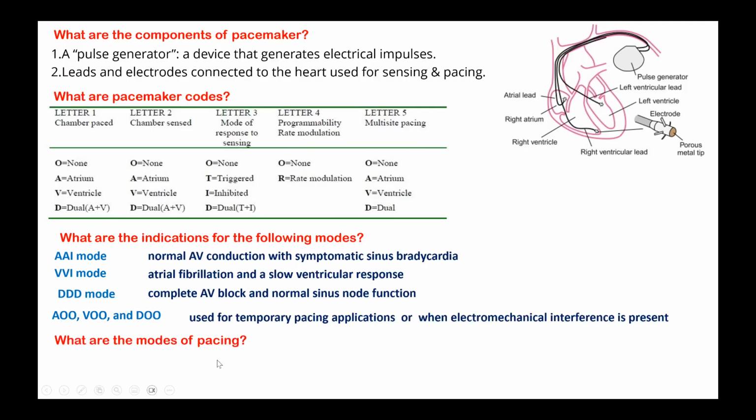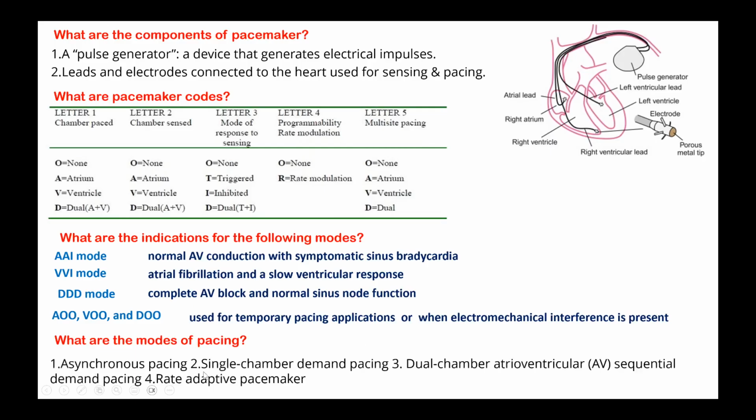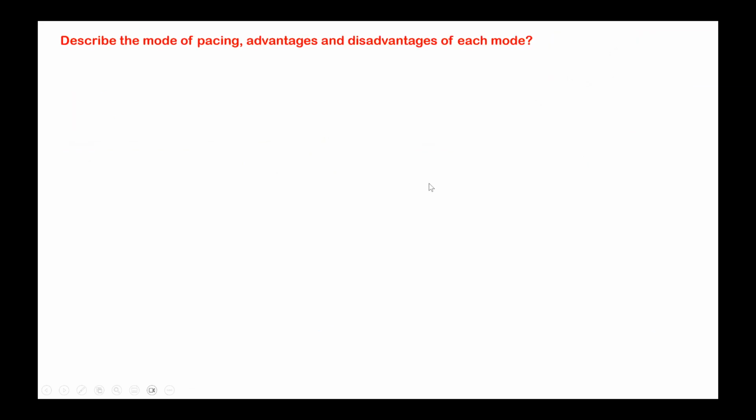And then the various modes of pacing can be asynchronous, single chamber demand pacing, dual chamber atrioventricular sequential demand pacing, and rate adaptive pacemaker. These are the four basic modes of pacing. Describe the mode of pacing, and the advantages and disadvantages of each mode. That is another thing which we all have to know.